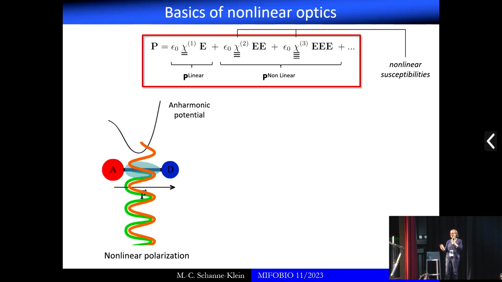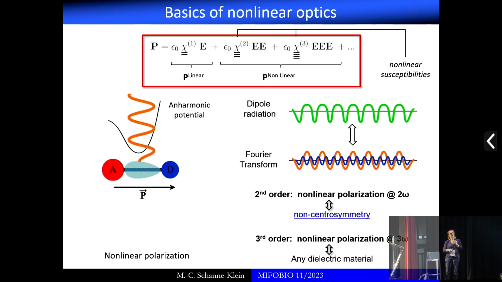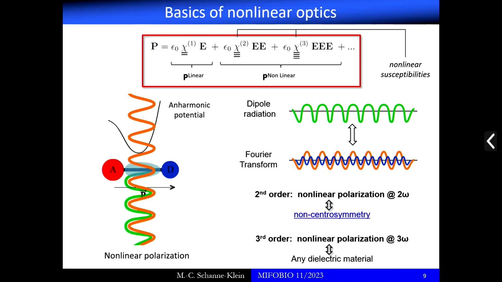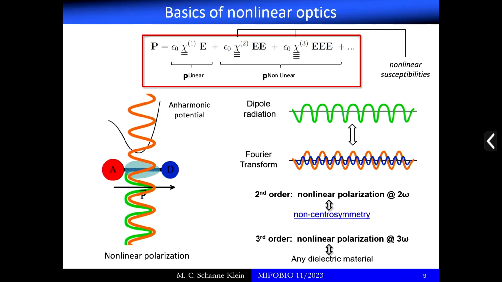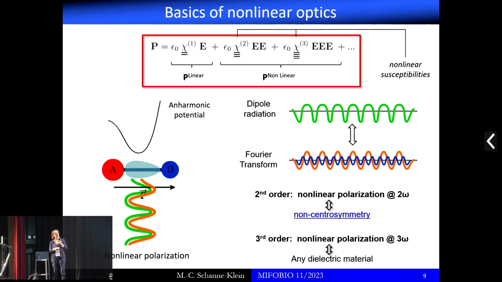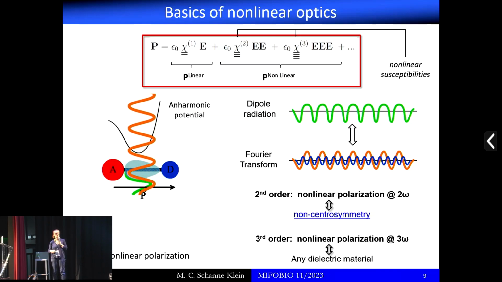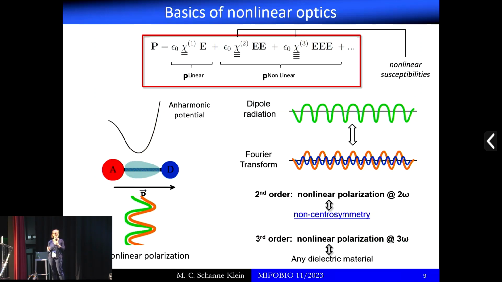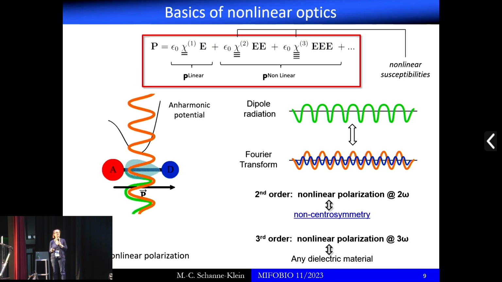So when we look at the Fourier transform of this oscillation, it means that we also have components at other frequencies than the initial one. So we have second order polarization at 2 omega, so it's second harmonic generation. To have second harmonic generation, we need, as schematized here, some non-centrosymmetry, while for the third order one, any molecule is able to radiate third harmonic generation. So any dielectric material.